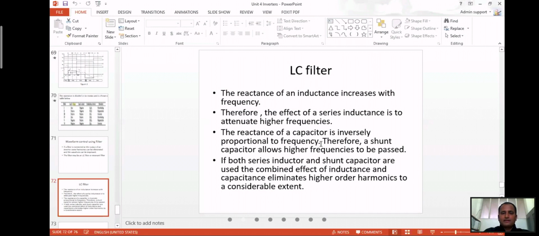These L and C combinations are used because the reactance of the capacitor is inversely proportional to the frequency, while the reactance of the inductance increases with the frequency. So these capacitors will allow the higher frequency to pass through. Both the series inductors and the shunt capacitors are used, combining the effect of inductance and capacitance. The combination of L and C filter will eliminate the higher order frequencies to a considerable extent. Not all the harmonics, but to a certain extent it can eliminate the harmonics.